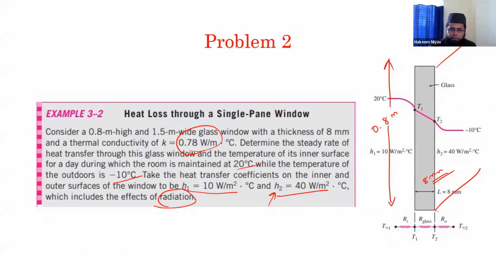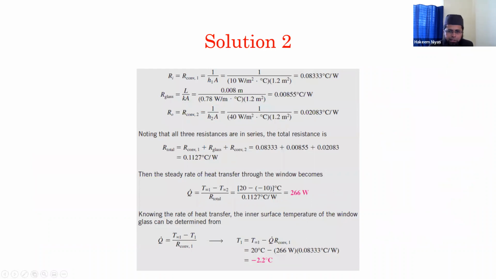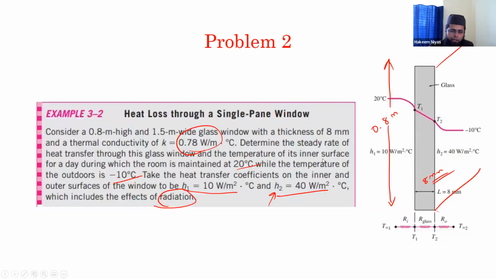Okay, so this one is a glass window. The first one was a concrete wall. Glass windows are very, very important because heat loss happens predominantly through glass windows. You can see here there are lengthy steps. You have to remember all the formulas. So let's see how we can go ahead here.